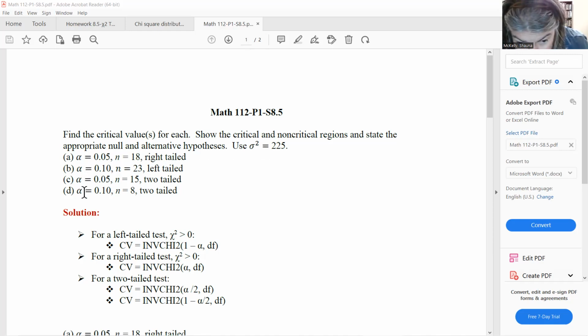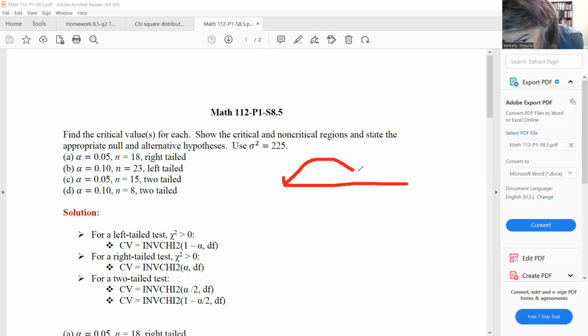You have 4 separate problems to do. She's given you, down here, I'm featuring the solution right now that I'm going to take you through. She's given you the rules down here. Alpha is 0.05, N is 18, and it's a right tail. So what we're looking at here, and I'll scroll down in a minute, but basically, this is for part A. So here's my distribution.